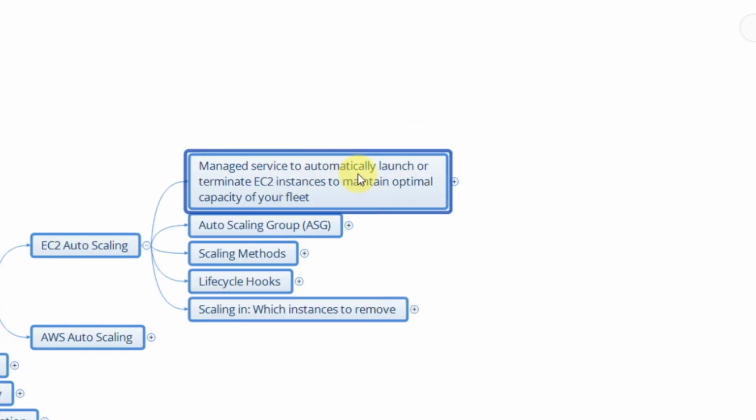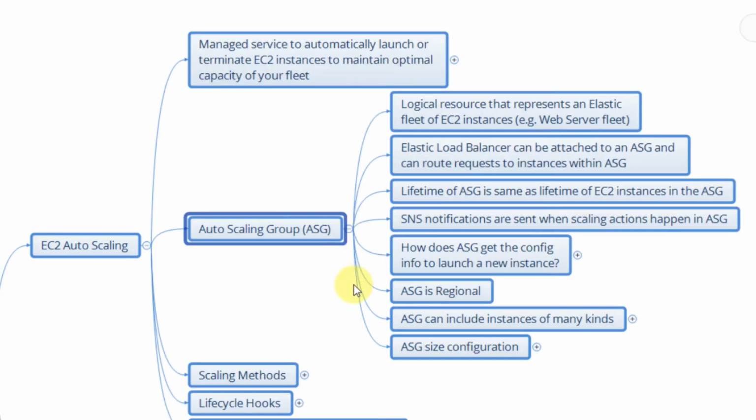So we know what EC2 auto scaling is used for. Now, the auto scaling group is a key construct. Essentially, it's a logical resource and it represents your fleet that you want to auto scale.